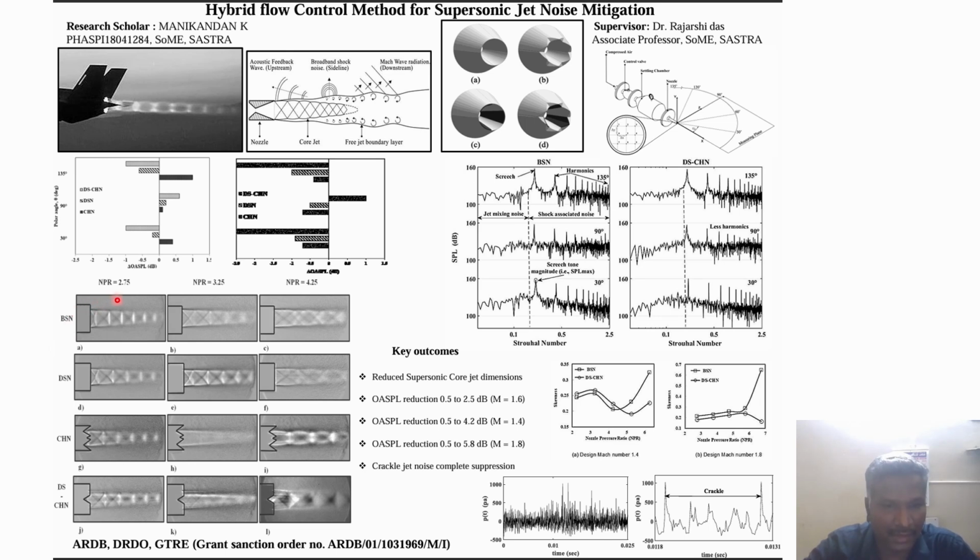and as you can see, the data given here is for three NPRs for a Mach number of 1.6: NPR 2.75, NPR 3.25, NPR 4.25. As we can see, at the lowest NPR the jet exhibits a highly underexpanded condition, and the shock angle decreases as the NPR increases in the base angle.